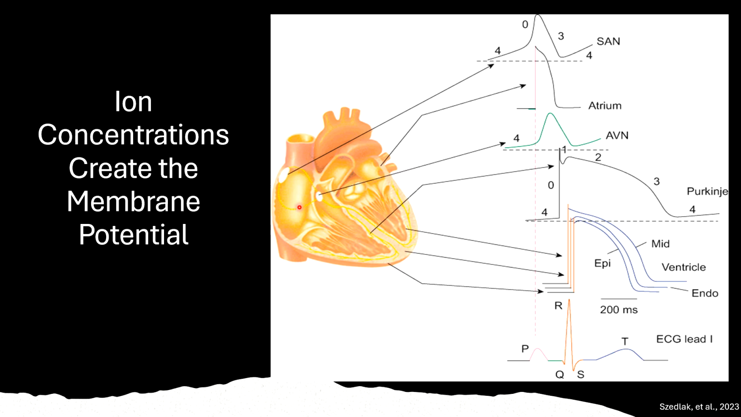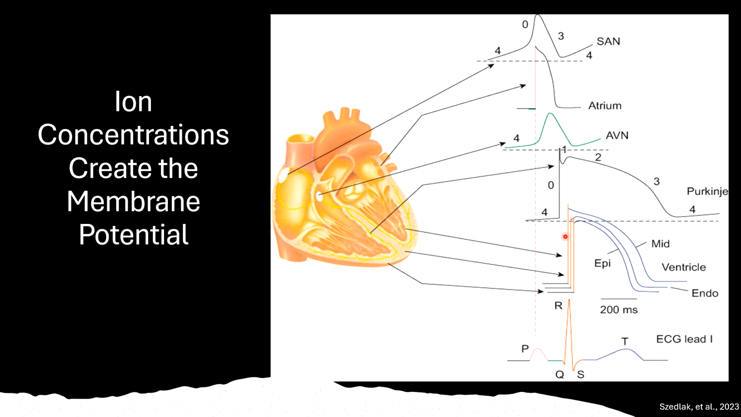The Purkinje fibers show a rapid upstroke and a very long plateau. These fibers spread impulses rapidly throughout the ventricles. Following, we have the 3 ventricular muscle recordings, the epicardial, mid-myocardial, and endocardial. Each one of these has a plateau, but the durations are different. The timing differences contribute to the QRS complex and the T wave in the ECG.